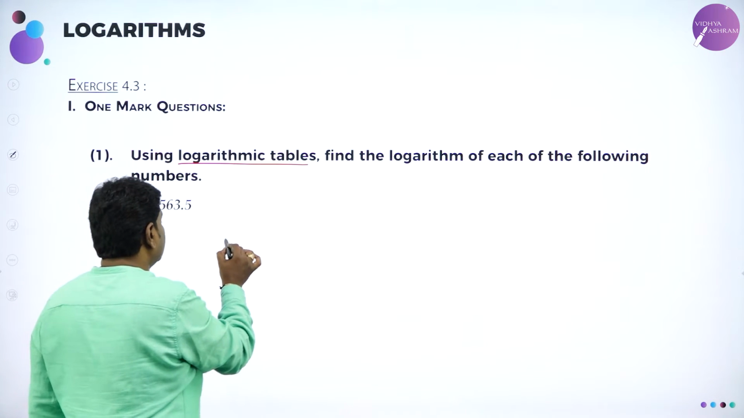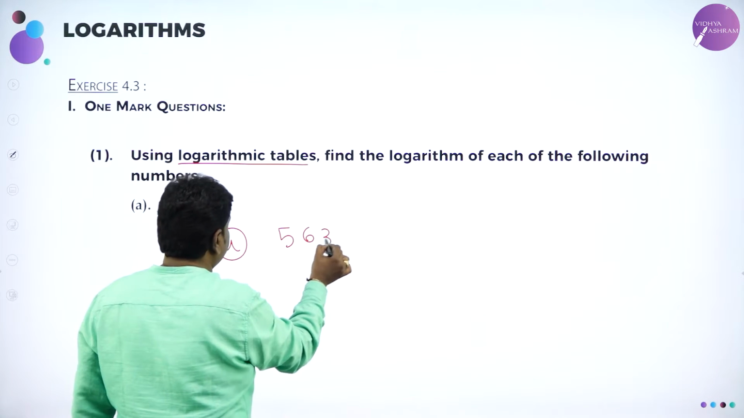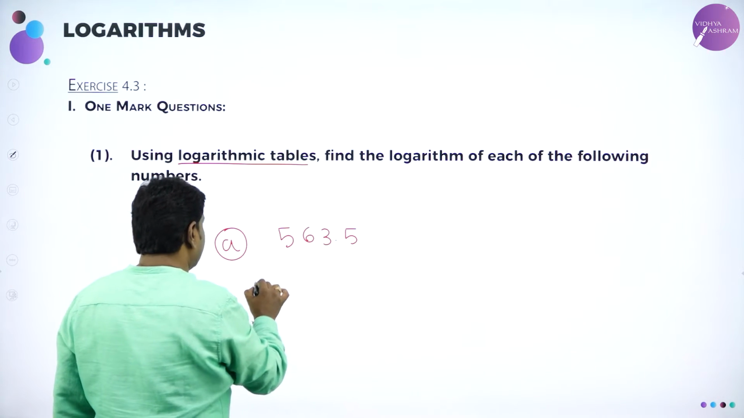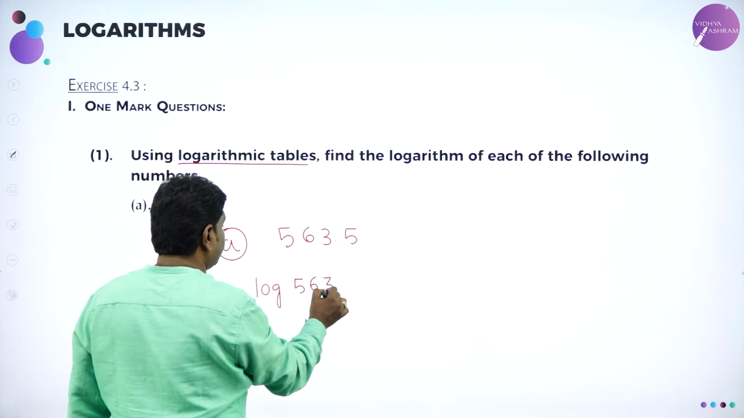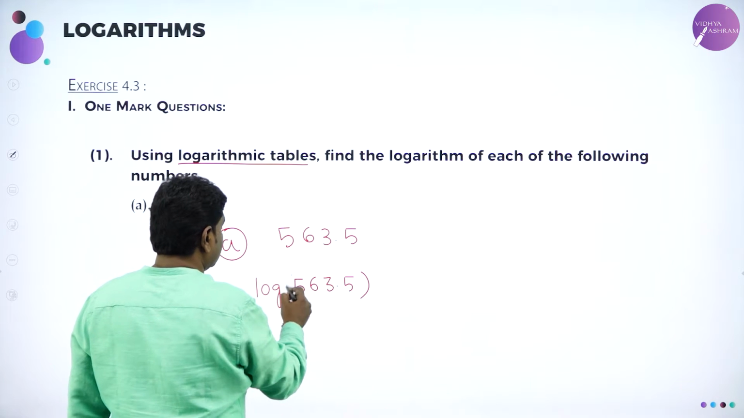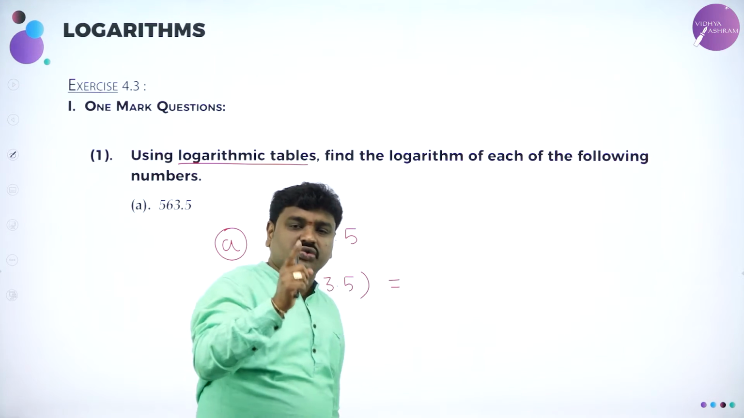Question A. What is the first part? 563.5. They wanted to find the log of 563.5. So the answer starts with the characteristic. First you should find the characteristic.